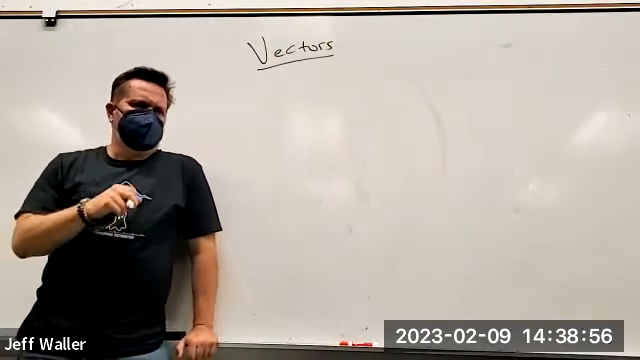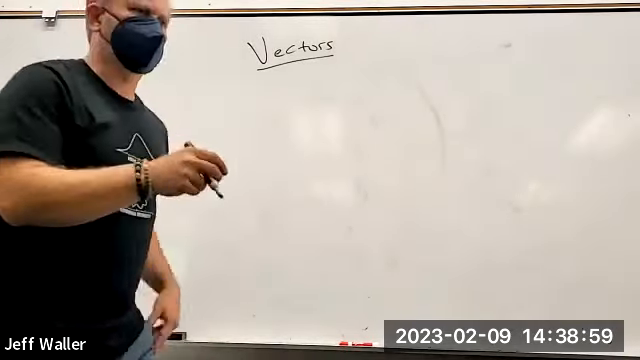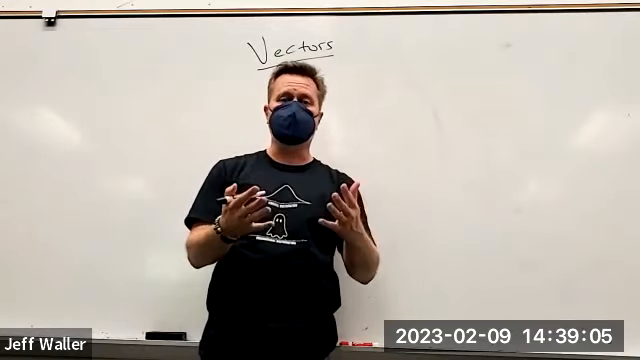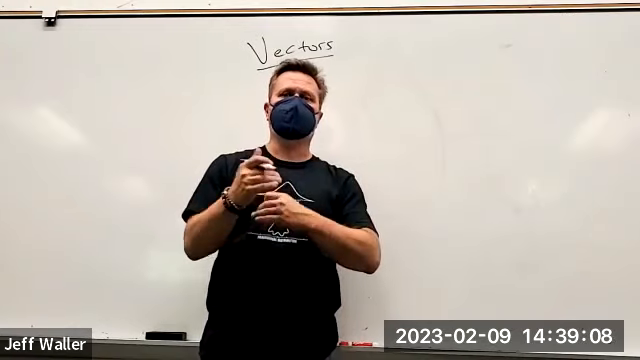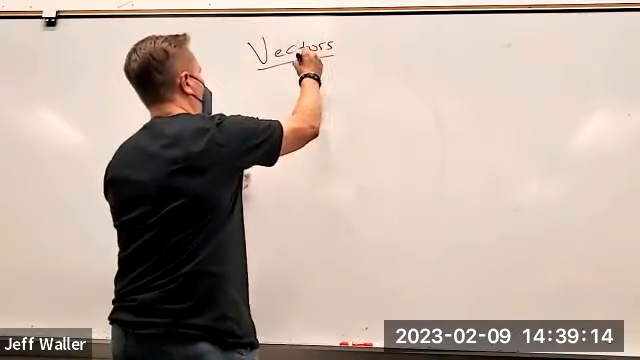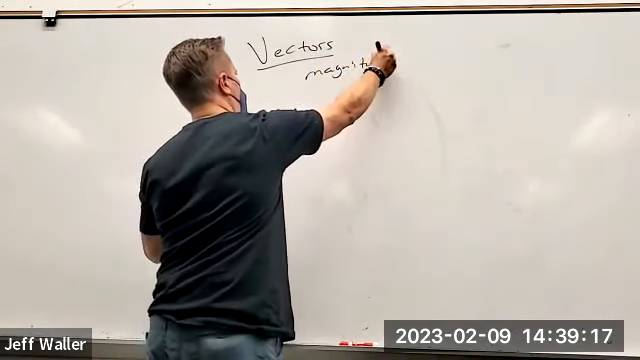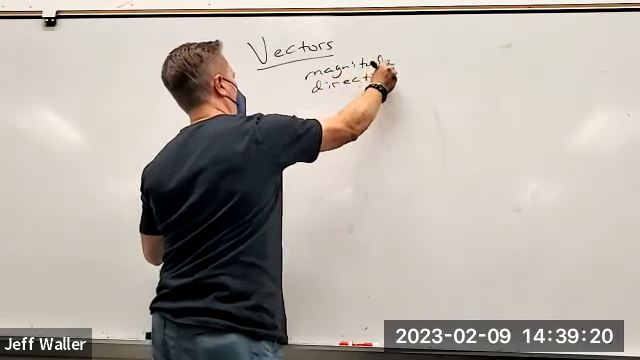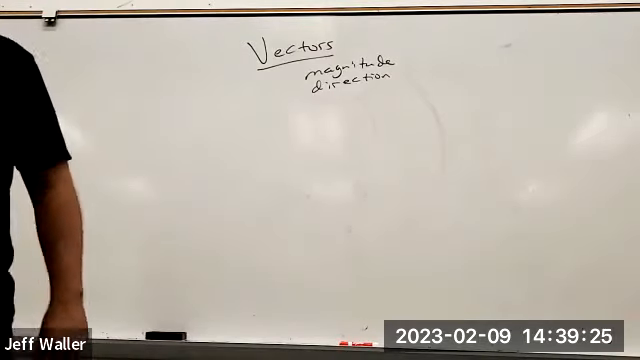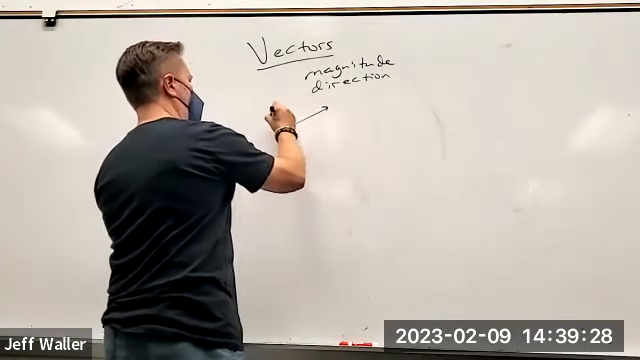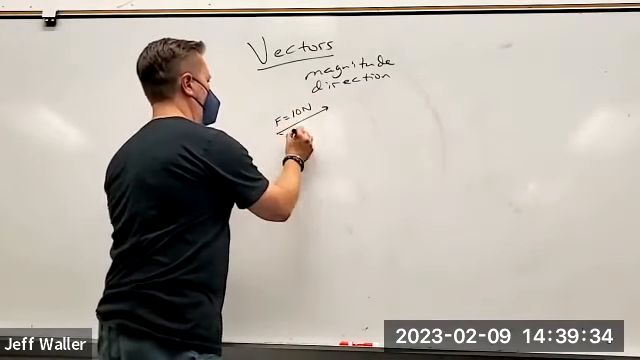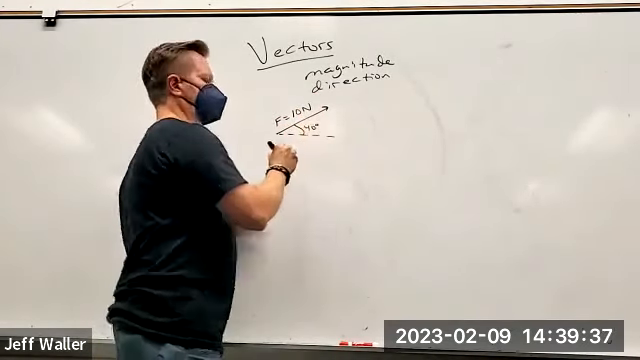So one of the most basic things about vectors. Can somebody tell me what are the two things that a vector needs to be fully defined? What do you need to know about a vector for it to be fully defined? There's two things. Magnitude is one, and direction. So magnitude and direction. I like it. So let's say somebody's got a force of 10 newtons, right? Acting at an angle of 40 degrees.